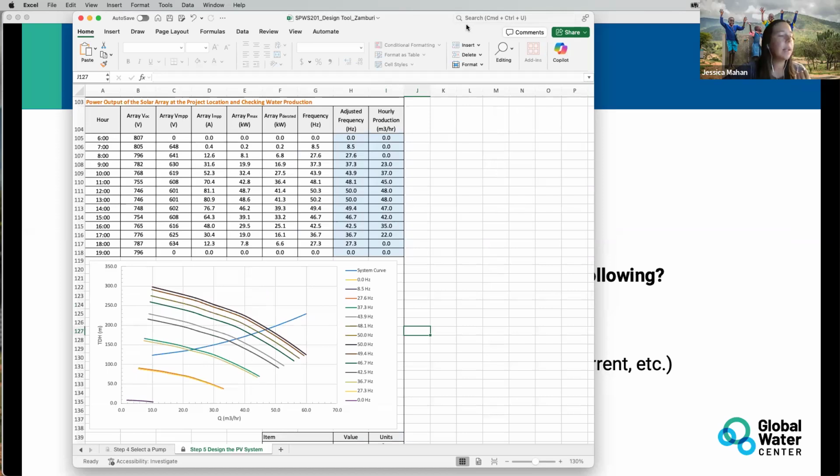Okay, so as an example, this is the one for Zamburi. So you'll see that down here we do have some frequencies, but what we've entered for those hourly productions for those frequencies is zero, because it's not actually crossing the pump curve.